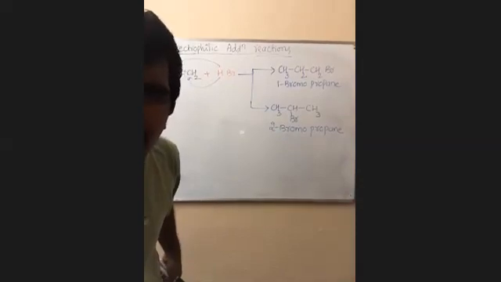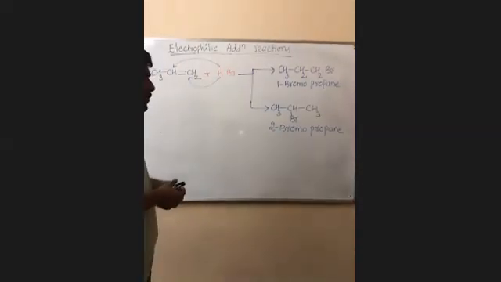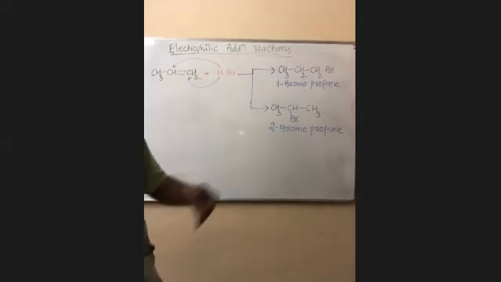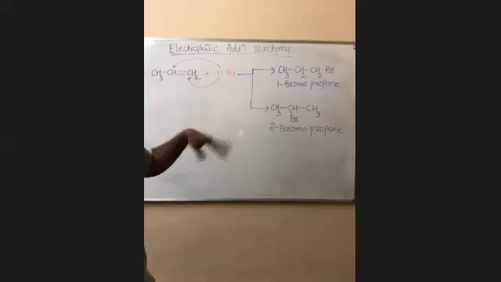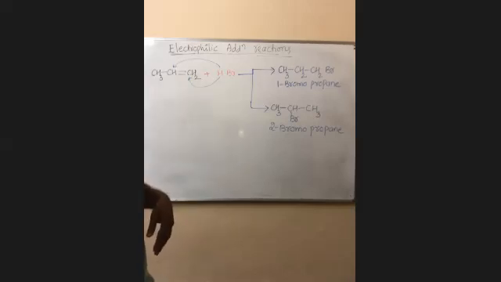This is explained by a scientist, Markovnikov. I will explain the story. So according to the scientist, what is the mechanism? First, you should know the mechanism of these unsymmetrical alkenes. Mechanism I will explain. Mechanism means how the reaction happens.